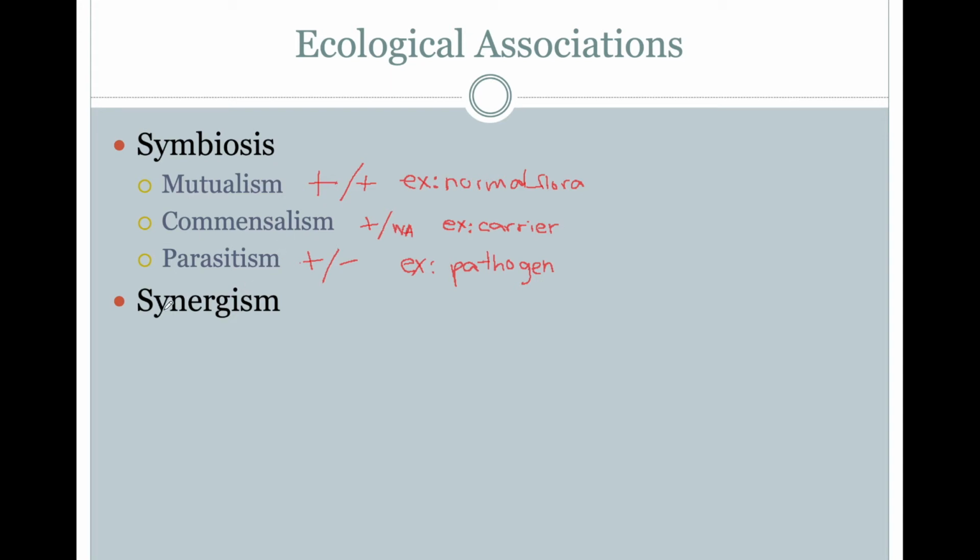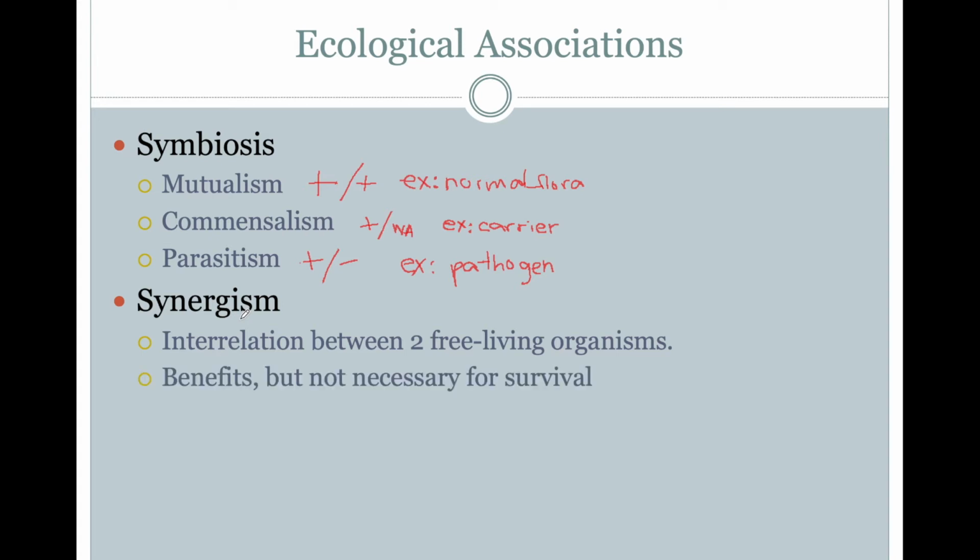So these types of relationships, again, for symbiosis, refer to relationships between two organisms where one requires the other for existence. For synergism, this is different. This is relationships between two free-living organisms that do not require each other for existence. Oftentimes, or in all cases, synergistic relationships will be beneficial, but are not necessary for survival. This is in contrast to mutualistic symbiosis, where both are beneficial relationships, but in this case it is actually required for survival. So if you take away the host, then you eliminate the ability for that other organism to survive.